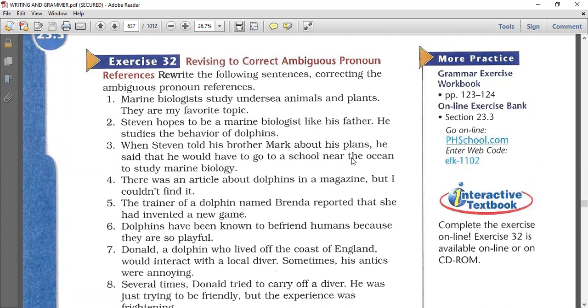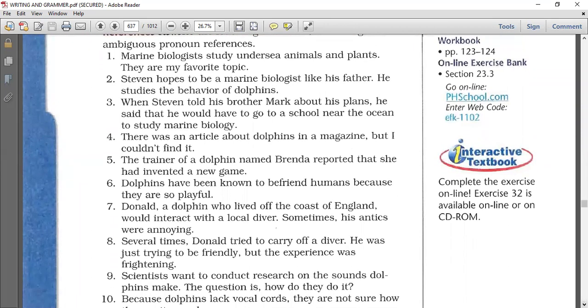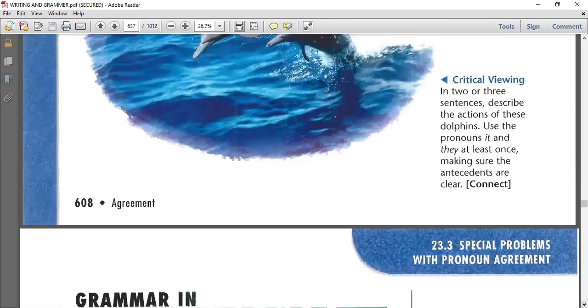Thank you very much. This is one of the ways to correct it. When Stephen told his brother Mark about his plans, Mark said that he would have to go to a school near the ocean to study marine biology. Thank you very much, Yasin. Okay, we'll move on to the next point.